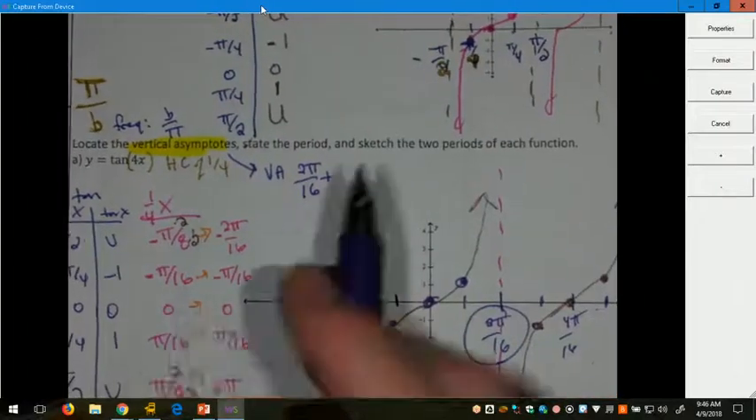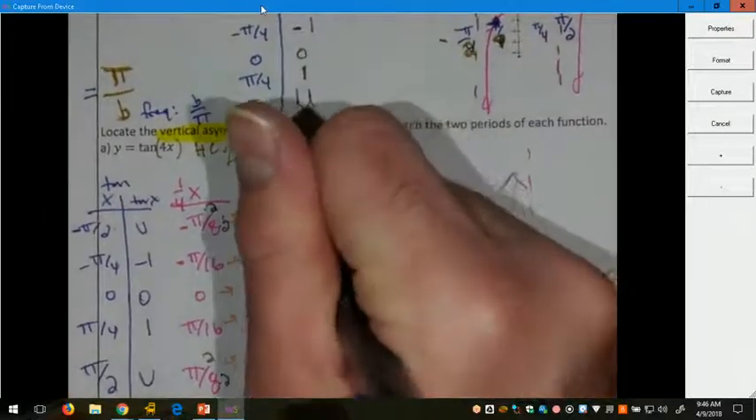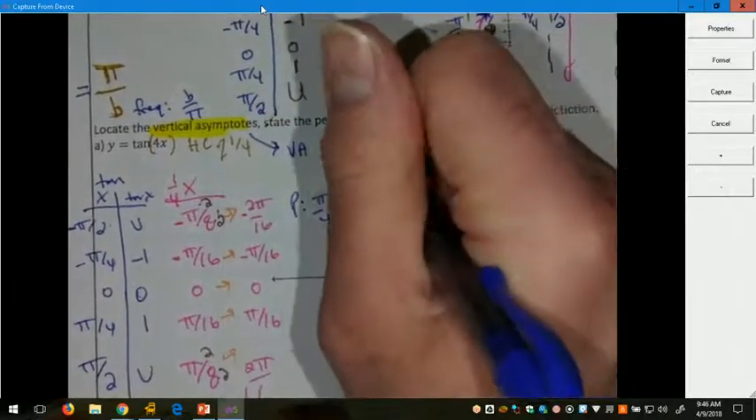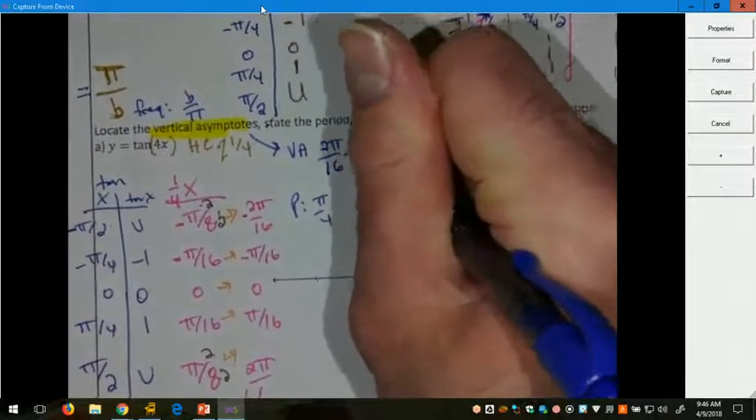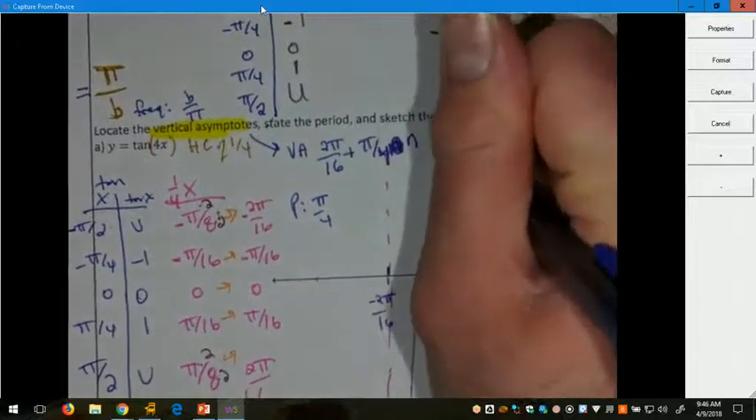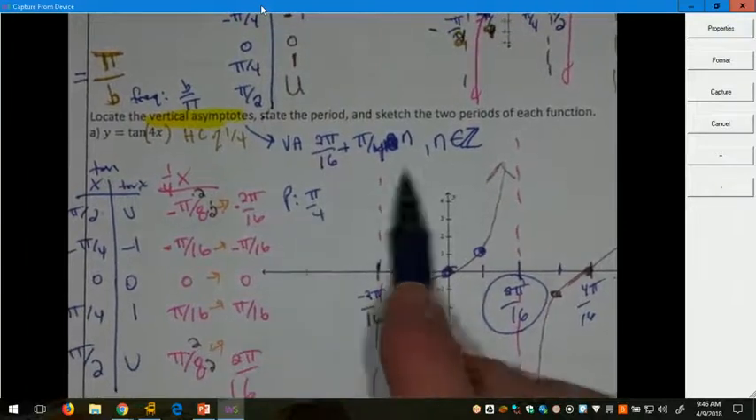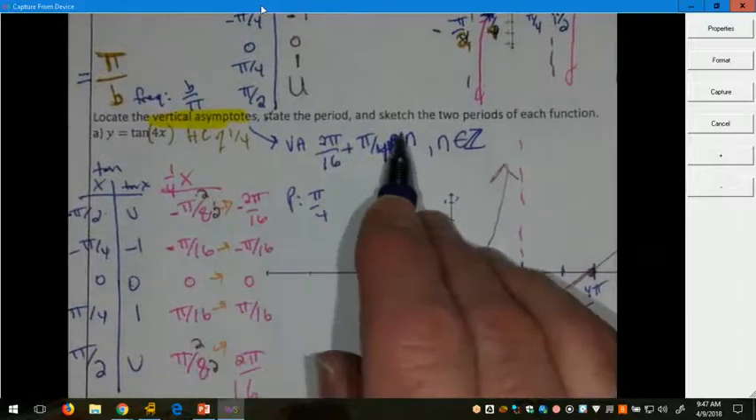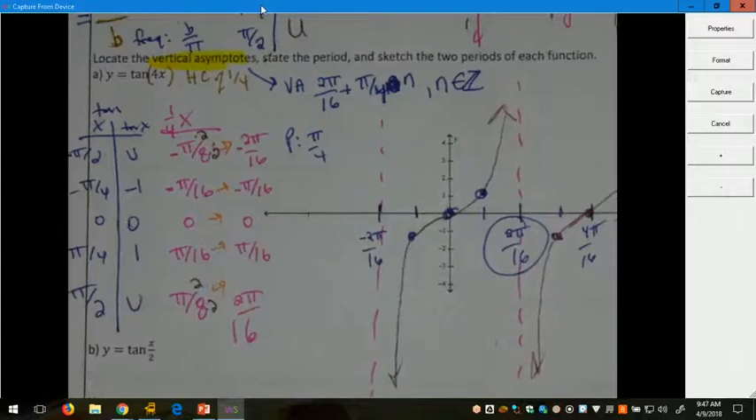So the period for this, remember for tangent, is pi over b. So since the period is pi over 4, we're going to have to add pi over 4 times n, where n is an element of the integers. This tells me the location of all vertical asymptotes that you could ever possibly graph for this particular tangent function. We've stated the period, we've stated all the vertical asymptotes, and we sketched 2 periods, so we are done with this particular problem. Any questions on how this was graphed?